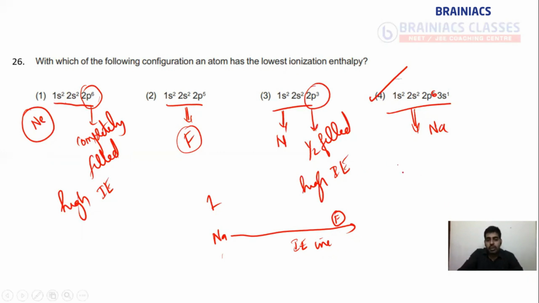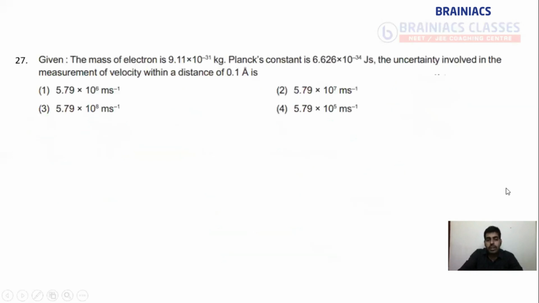Moving on to question number 27. The mass of an electron is 9.11 into 10 raised to minus 31 kg. Planck constant is 6.626 into 10 raised to minus 34 joule second. The uncertainty involved in the measurement of velocity within a distance of 0.1 angstrom is. So we have to calculate the uncertainty in velocity.